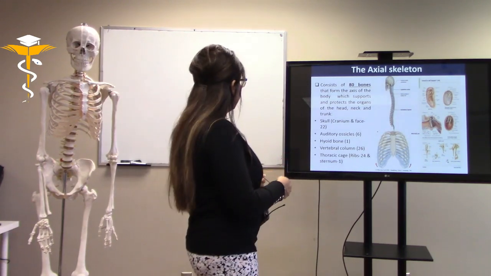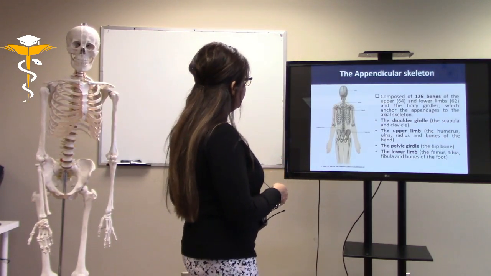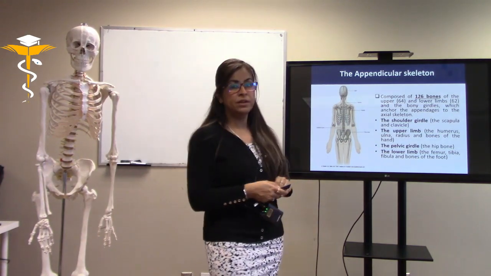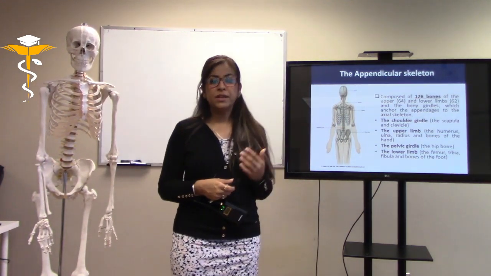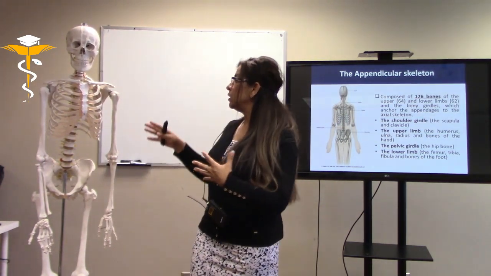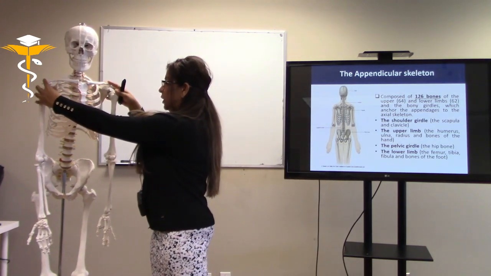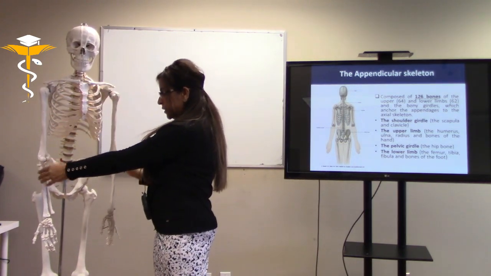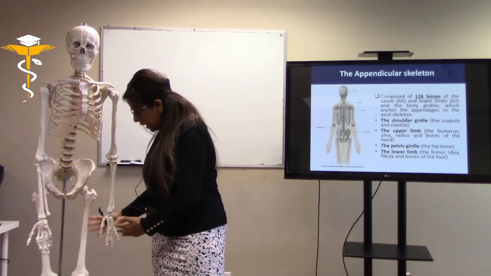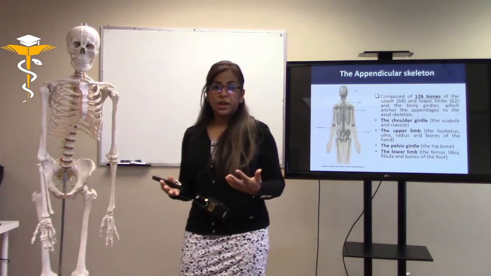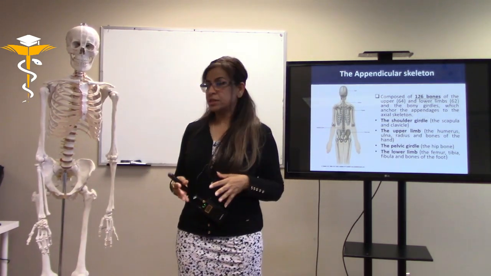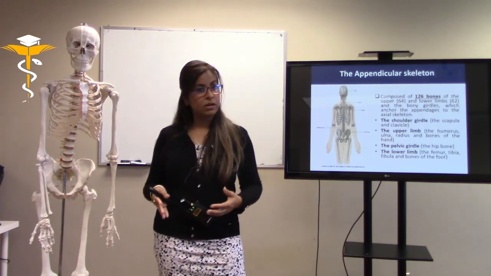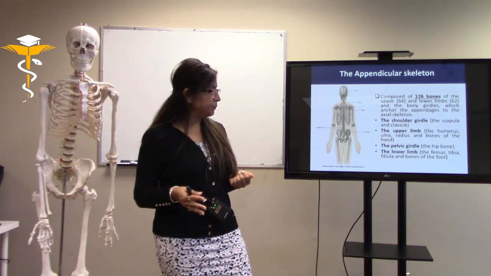The next is we're going to study the appendicular skeleton. The appendicular skeleton is actually our shoulder girdle, the upper limbs, the pelvic girdle, and the lower limbs. So altogether, there are about 126 bones that comprise our appendicular skeleton.